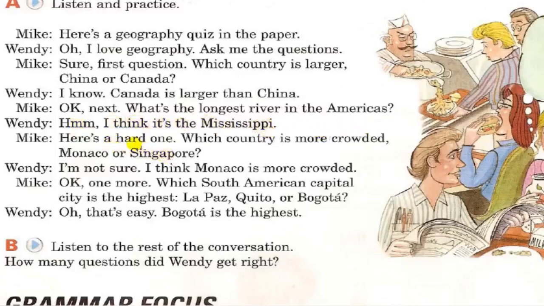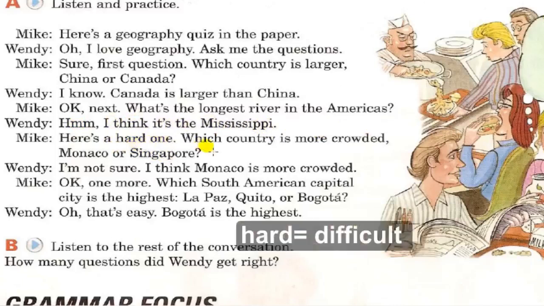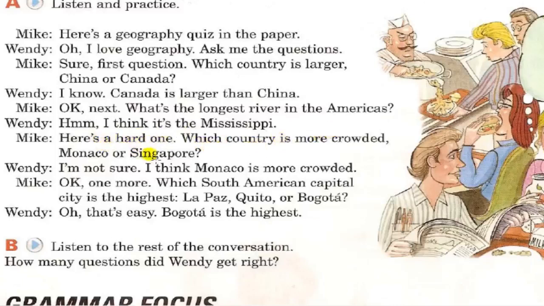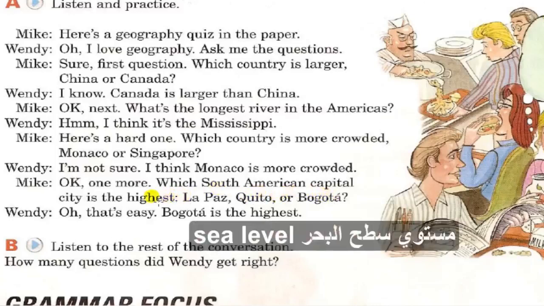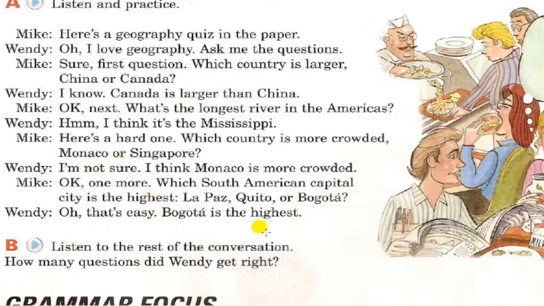Here is a hard one. Hard means difficult, a difficult question. Which country is more crowded, Monaco or Singapore? Crowded means it has a lot of people. I'm not sure. I think Monaco is more crowded. Okay, one more. Which South American capital city is the highest? La Paz, Quito, or Bogota? The highest means higher from the sea level. Oh, that's easy. Bogota is the highest.